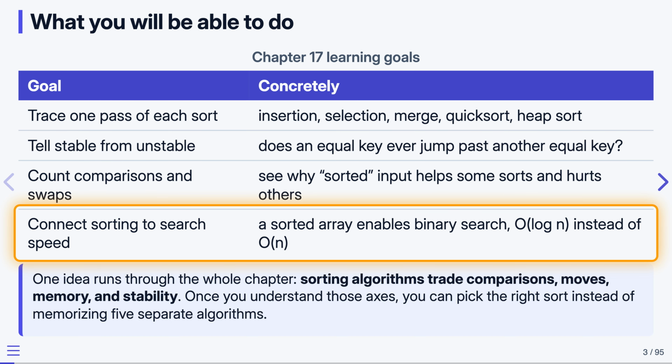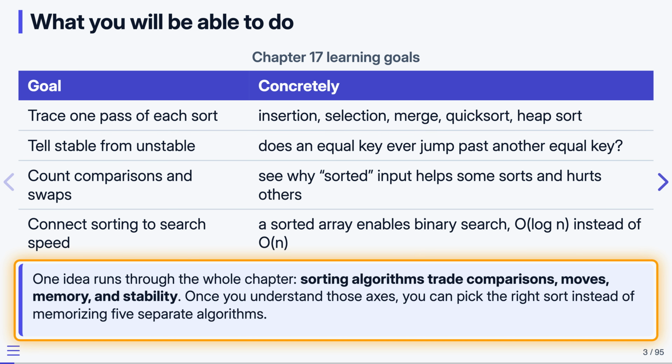Fourth, you can connect sorting to search speed. A sorted array lets you use binary search, which costs big O of log n instead of big O of n. One idea runs through the whole chapter. Every sort trades 4 things: comparisons, moves, memory, and stability. Once you understand those 4, you can pick the right sort instead of memorizing 5 separate algorithms.